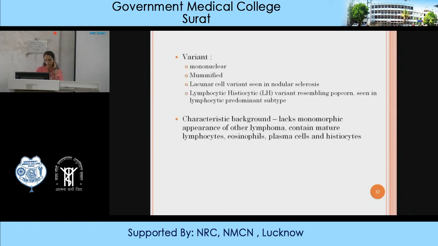Variants of RS cells are mononuclear, mummified, lacunar cell variant, and lymphocytic histiocytic, that is the L&H variant, resembling popcorn, seen in NLPHL, nodular lymphocyte predominant Hodgkin's lymphoma. The characteristic background is seen in classical but not in NLPHL.